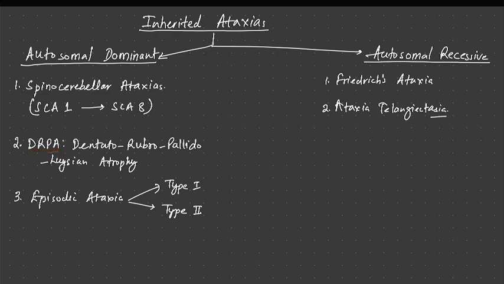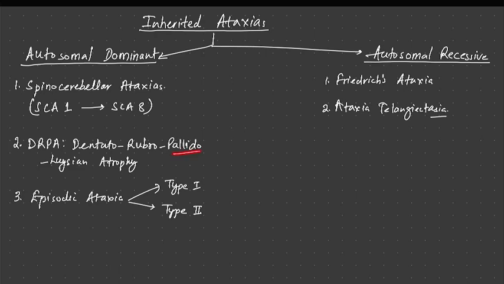So the signs and symptoms will be pertaining to these specific areas of the CNS. Dentato rubro means there is something to be associated with dentate nucleus, red nucleus, and these two nuclei, they are involved in the coordination of the movements. Their efferent pathways are somehow related to the cerebellum. So the involvement of dentate nucleus, red nucleus, will cause ataxia.